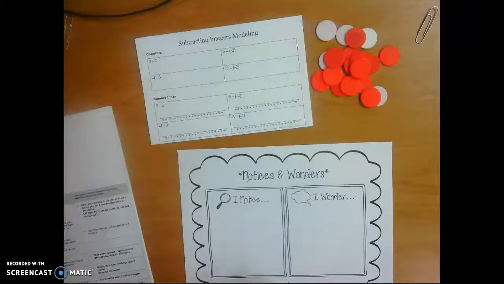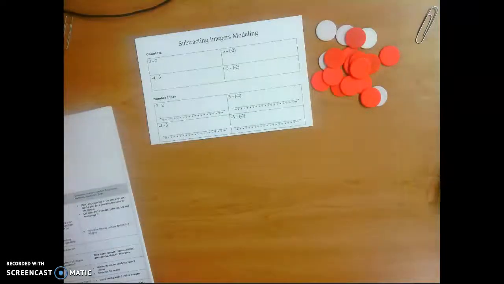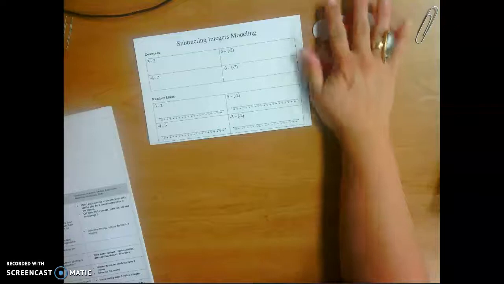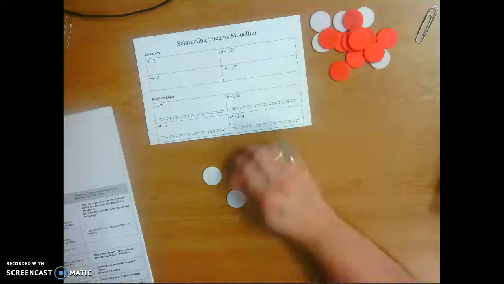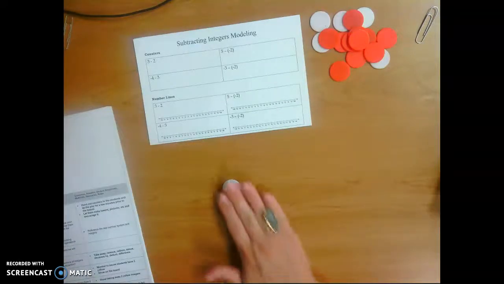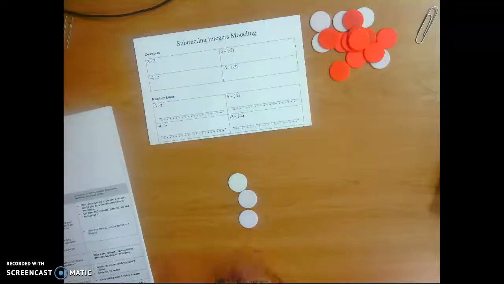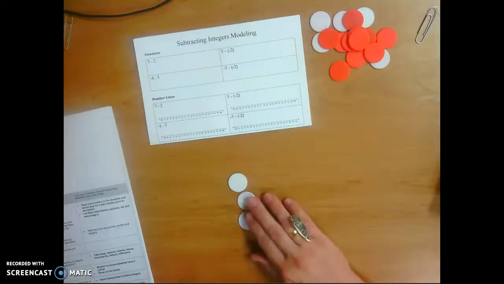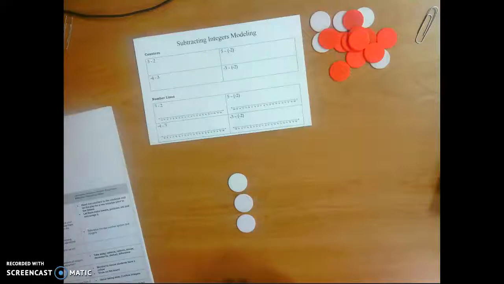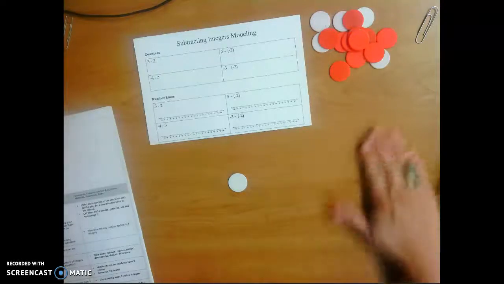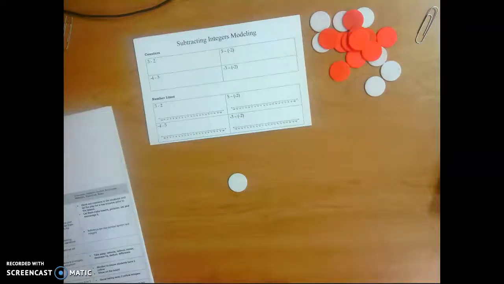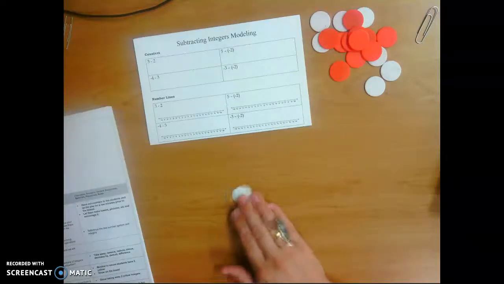So what we want to do is have the students model in front of them 3 minus 2. What you're going to have the students start out with is the first amount, 3 integers in front of them. That's all they need to have. You're modeling this on the board with your magnetic counters, and the students should have this in front of them on their desk. Now to subtract, we want to take away 2 positives. So we're going to take 2 positives and take them away. How many counters do we have left? We have 1 positive counter left.